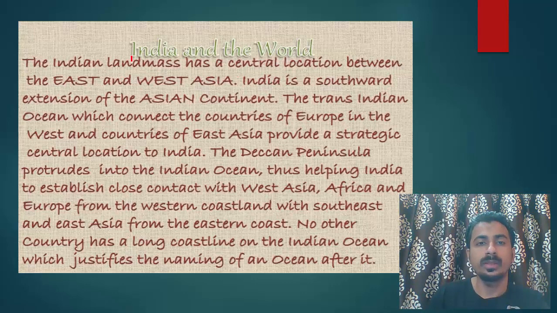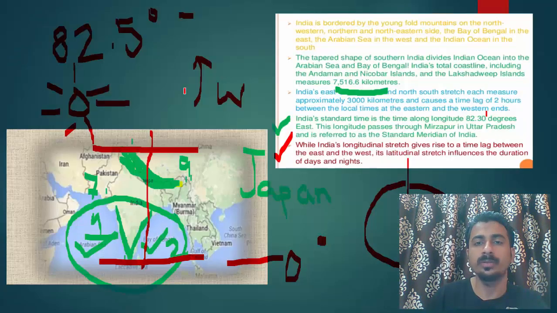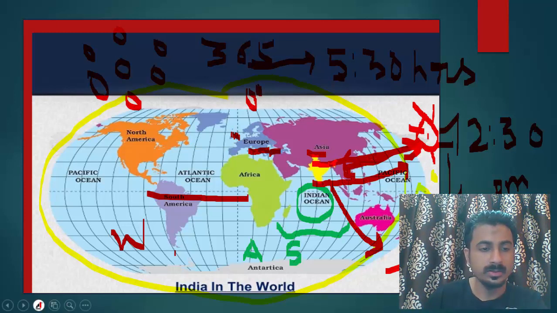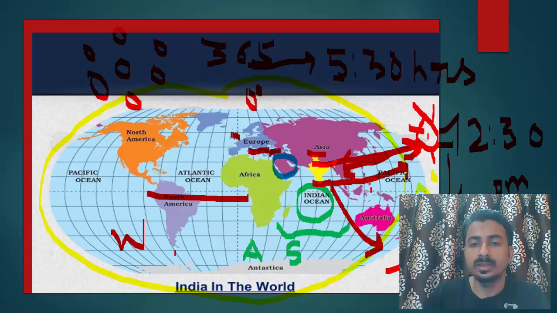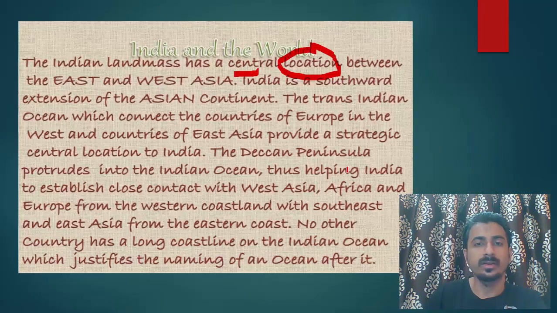Now they are talking about India's location. India's location is central between East and West Asia. I will show you the map. See, this is India. I will change the color so that you can understand easily. This is West Asia. You know Saudi, UAE, Dubai, all these are in West Asia. And here Indonesia, Malaysia, you must have heard about these countries. So these are in the East. So India is central. That's why India has a very important role to play in trade and other affairs.